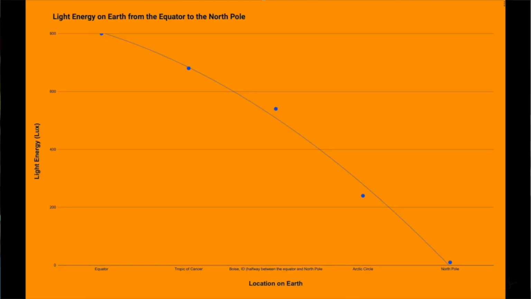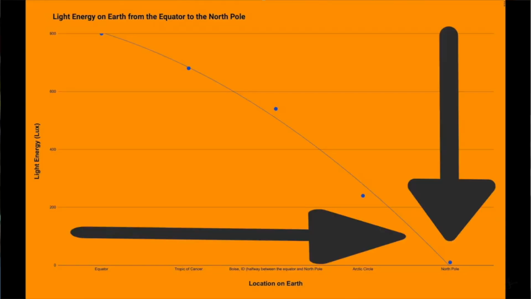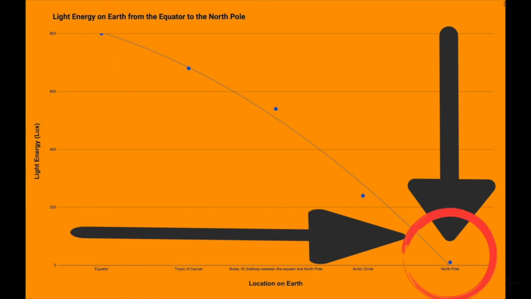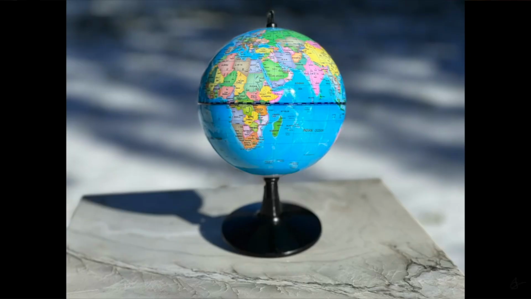As we go further north, the amount of light energy goes down. At the equator, where the sun's at 90 degrees directly overhead, there's 800 lux of light energy. And at the North Pole, where the sun is on the horizon at 0 degrees, there's only 10 lux of light energy. Here's the thing though, that data was for an untilted Earth.